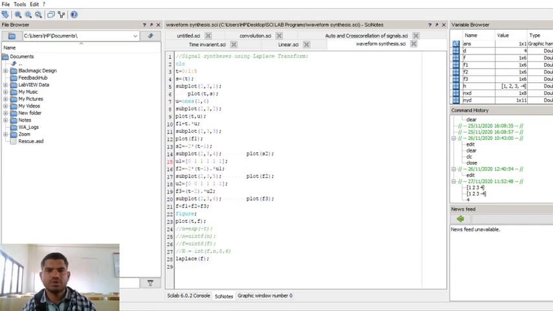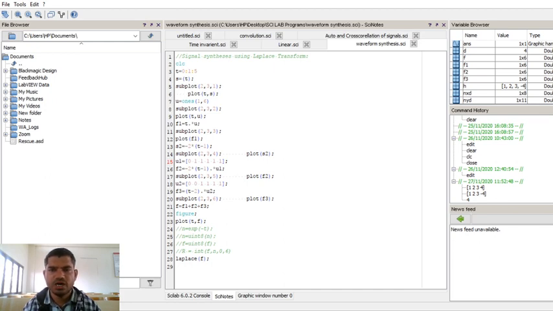Yeah, the next experiment in basic simulation lab is waveform synthesis using Laplace transform. How are we synthesizing the given signals using a Laplace transform? For that we have to write the program.